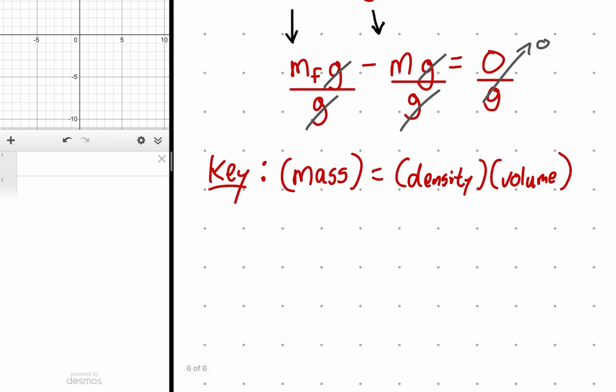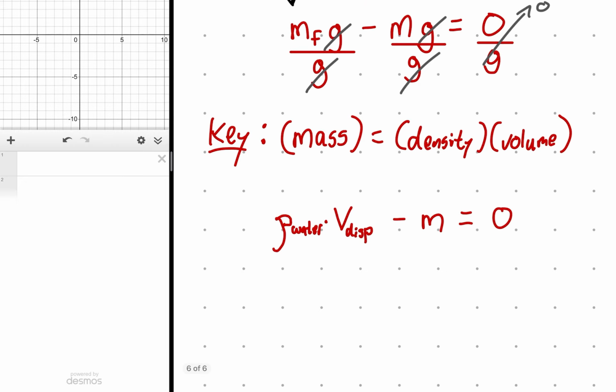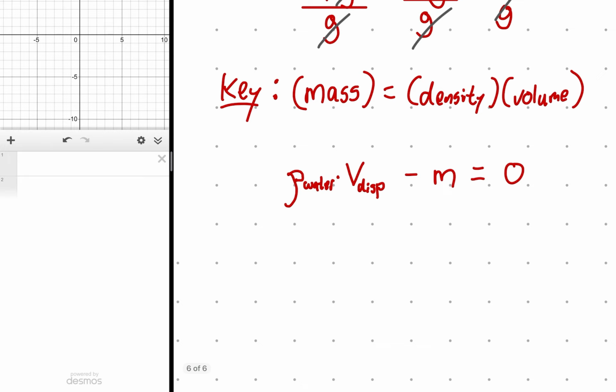So then it just becomes the density of water. Density is usually represented by a Greek letter rho. I write mine like this to differentiate them from p's. So this is the density of water, then times the volume of the displaced water. I'll write dsp for displaced. And then that's just going to be minus the mass of the crate equals 0, because this all came from a balancing of forces.